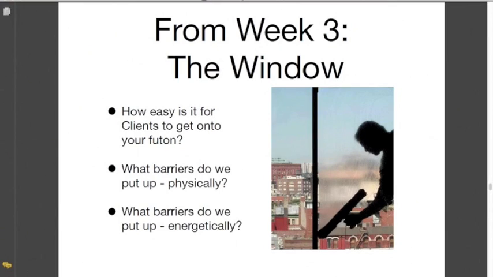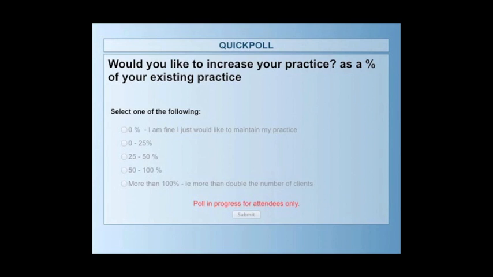Let's find out whether you'd like to increase your practice. So we've got a poll on that. I might have to explain this poll. This is a poll on how much you would like to increase your practice. So if you've got 10 people and you want another 2.5, then you give 0 to 25%. 50% more is half as many again, and 50 to 100% would be like doubling your practice, and over 100% would be more than doubling your practice. So let's just see what your aims are.